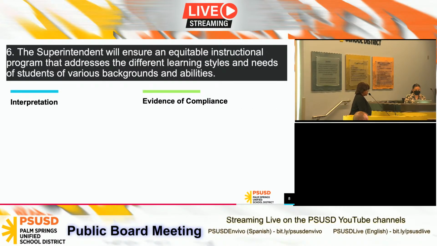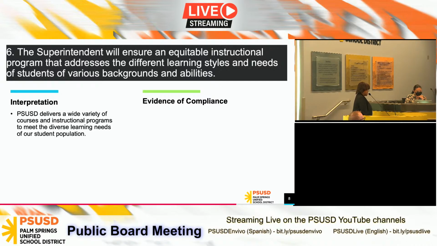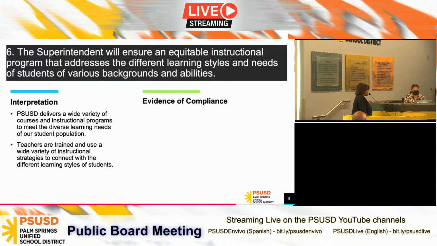Number 6, the superintendent will ensure an equitable instructional program that addresses the different learning styles and needs of students of various backgrounds and abilities. Our interpretation is that PSUSD delivers a wide variety of courses and instructional programs to meet the diverse learning needs of our student population. Also, teachers are trained and use a wide variety of instructional strategies to connect with the different learning styles of students. And what I'm really proud of is that last year, we can consider that a challenging year, and a lot of changes needed to take place due to the format of instruction and that platform. However, we were diligent at continuing to offer training and support to our teachers so that they can meet the needs of our students.